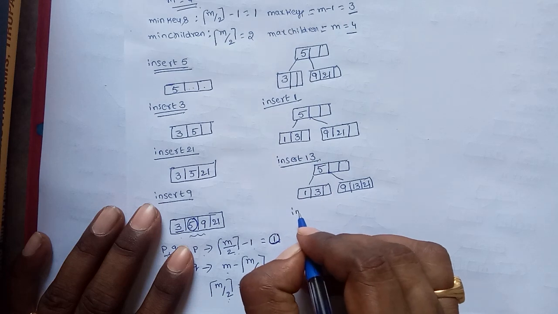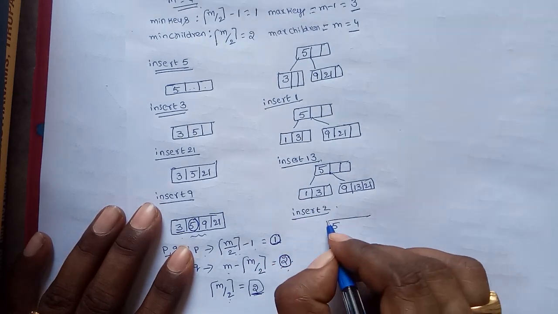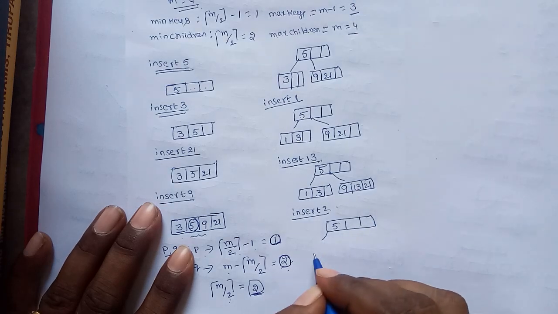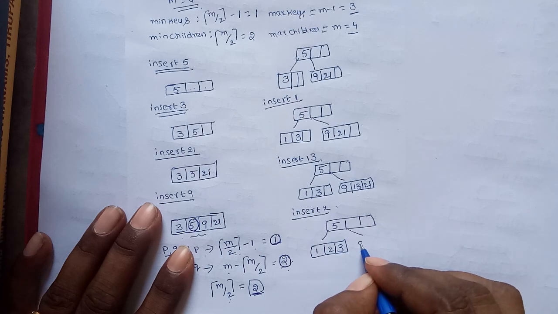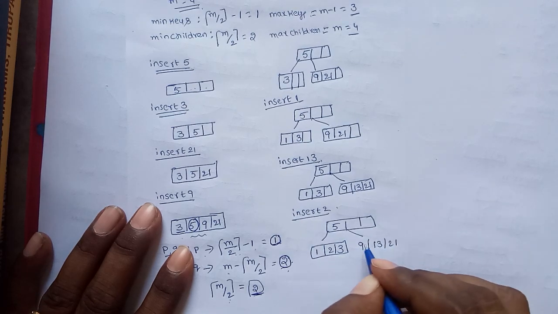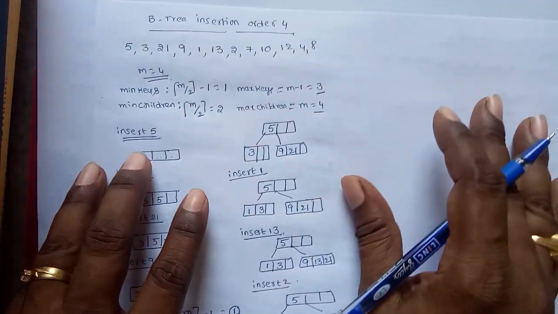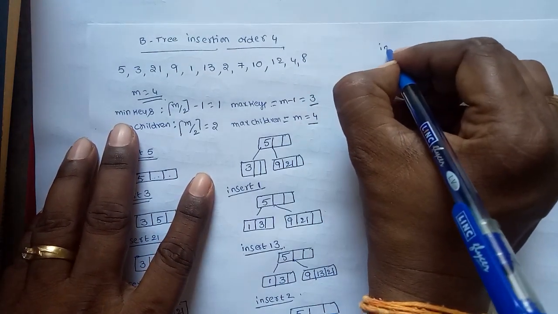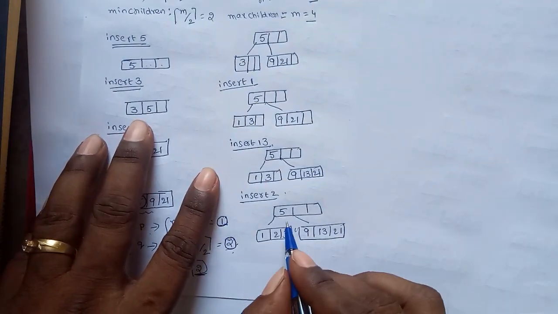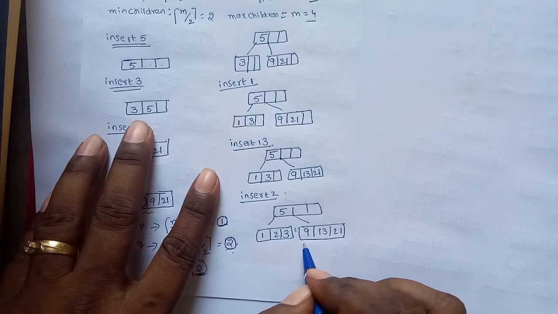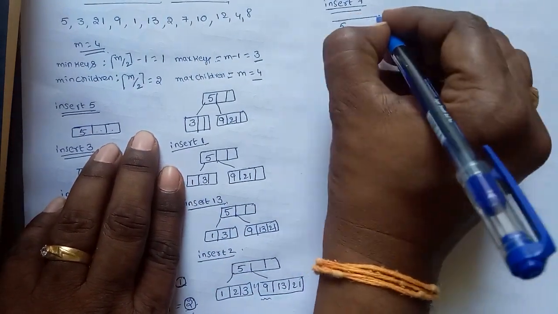Now insert 2. Insert 2. 5, 1, 2, 3, and the right child, now 9, 13, 21. Okay, up to now. Now insert 7. Where is 7 inserted? 7 is greater than 5. So it is inserted at this position. First insert 5.